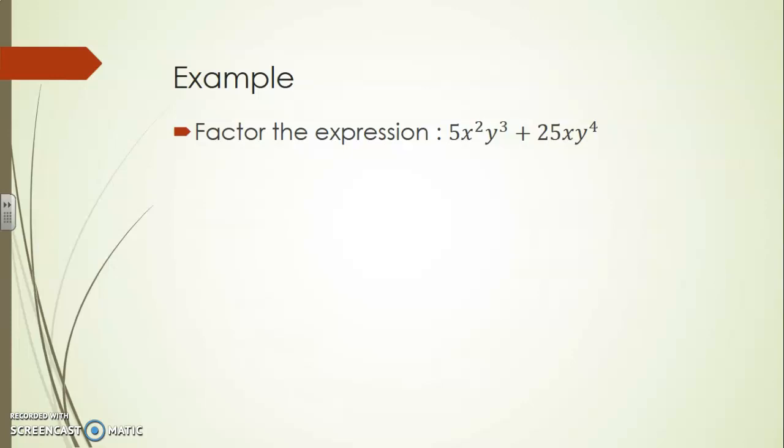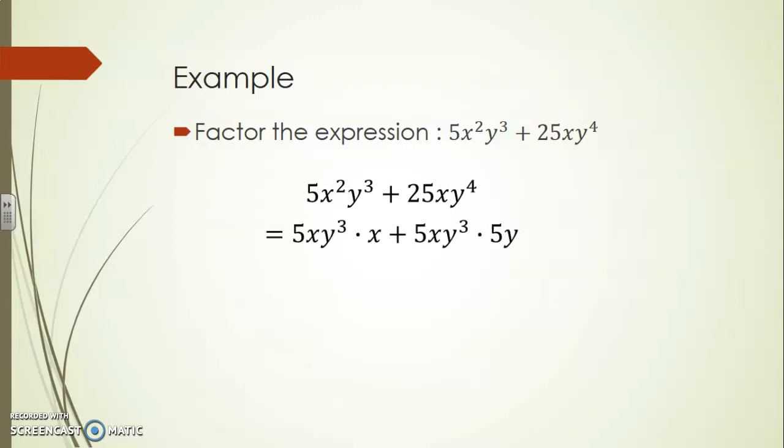5x squared y cubed plus 25x y to the 4 is a sum of two expressions that have a certain number of elements in common. Notice how 5x squared y to the power 3 and 25x y to the power 4 share a 5 as a factor. Both have x to the power 1, and both have y to the power 3.